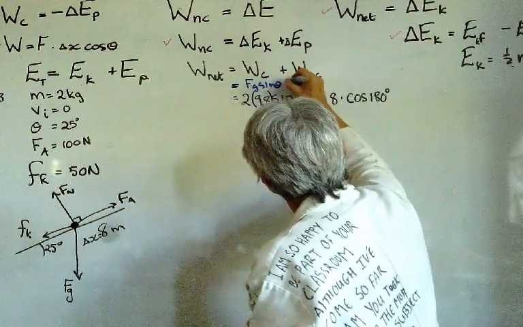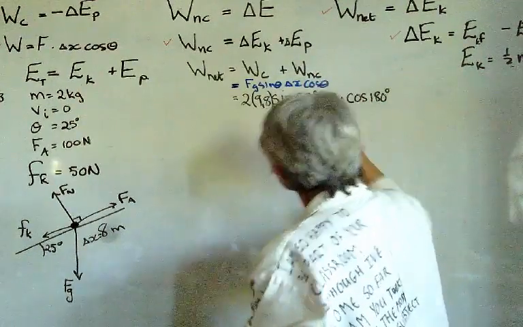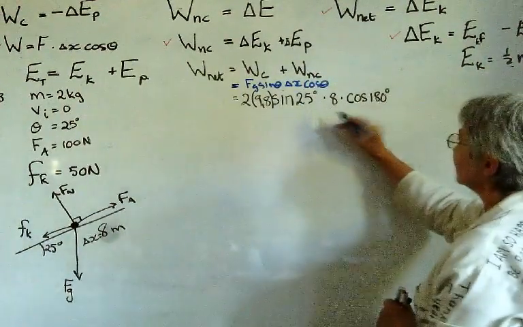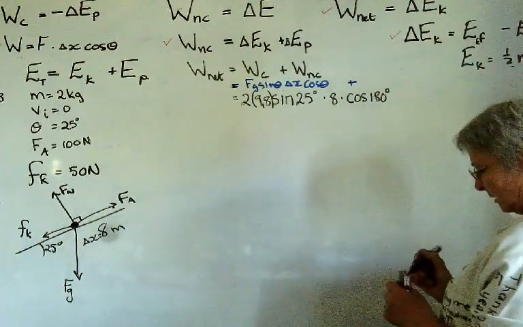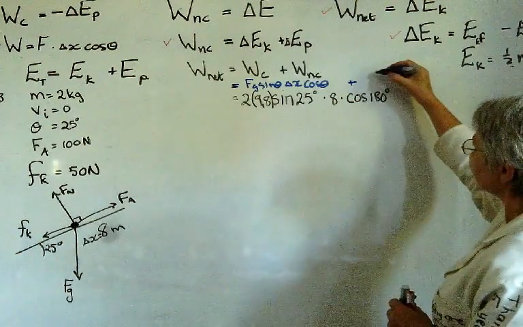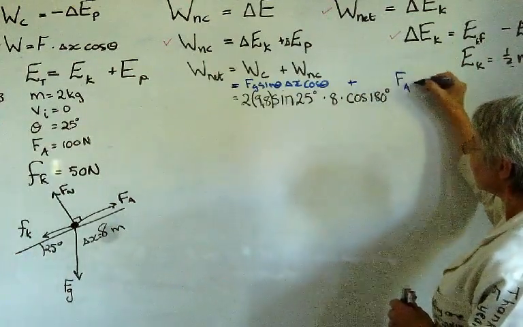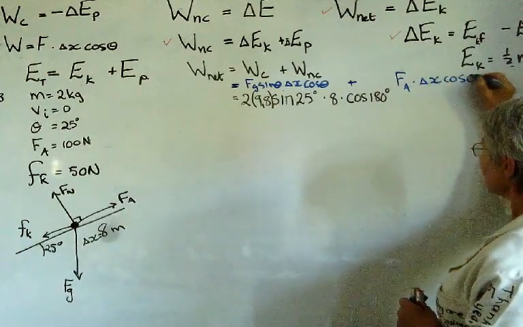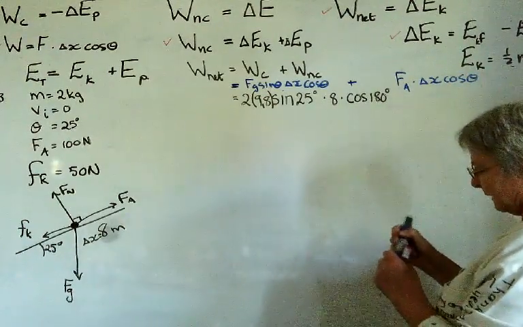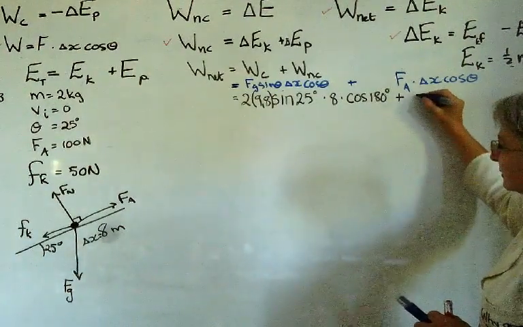Yes. Okay. Plus, now we've got the F applied. Am I right? Yes, ma'am. F applied delta x cos theta, so we add to this, what is it, 100? 100 times 8 times cos 0.